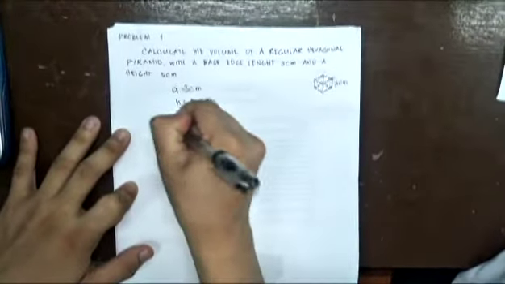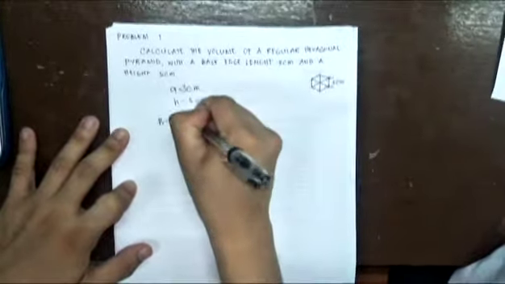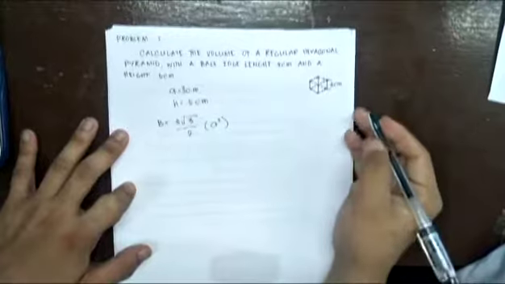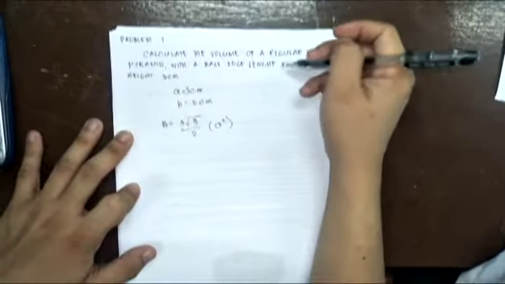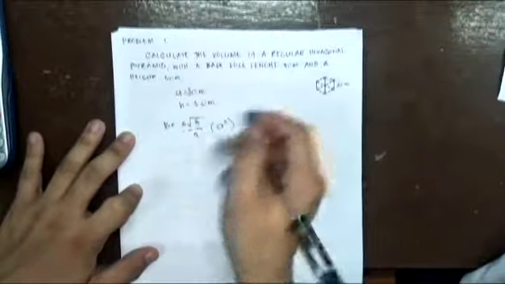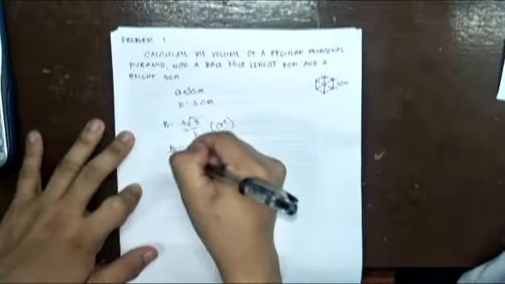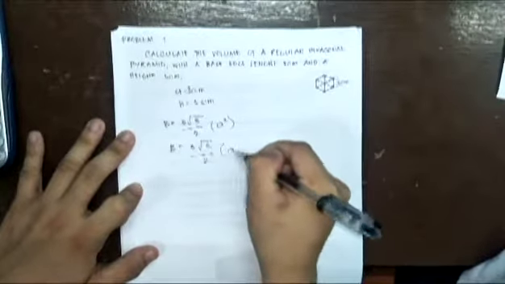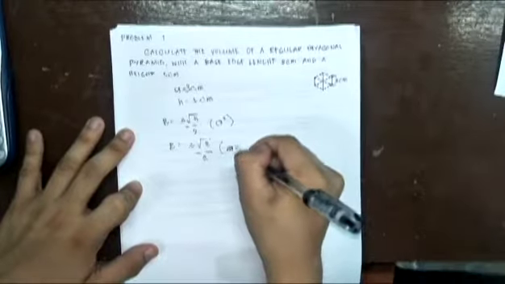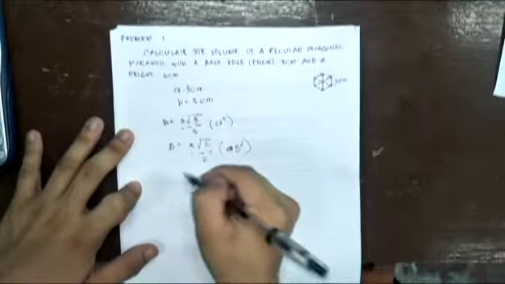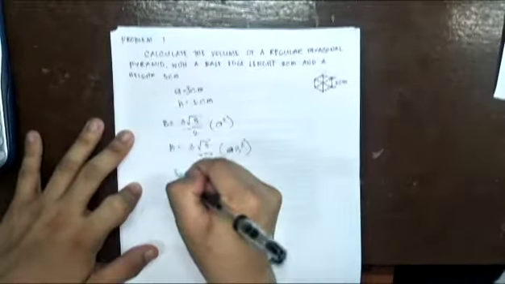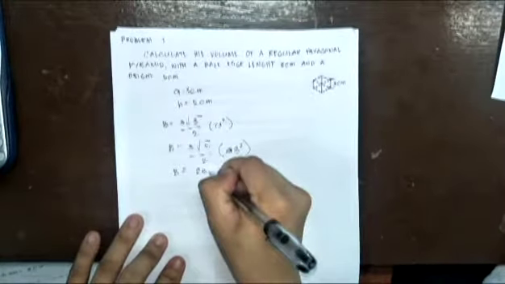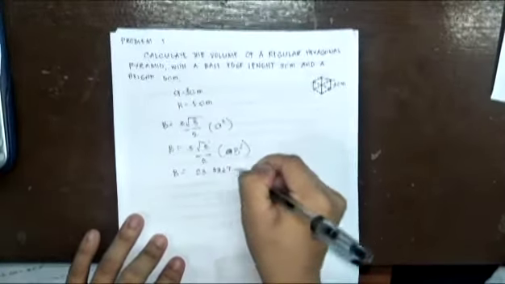So first, let's solve for the base area of our regular hexagonal pyramid, which is the base area equals 3 times square root of 3 over 2 times a squared. Since we already have the base edge length and the height, we can directly substitute the values to get the base area. So, 3 times square root of 3 over 2 times 3 squared. Base area is 23.3827 square centimeters.